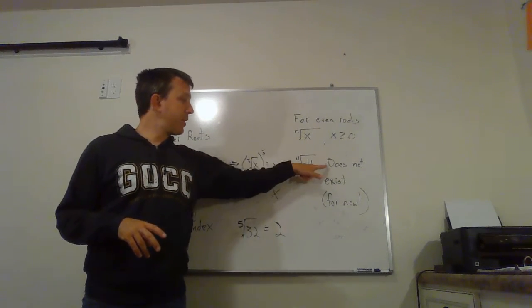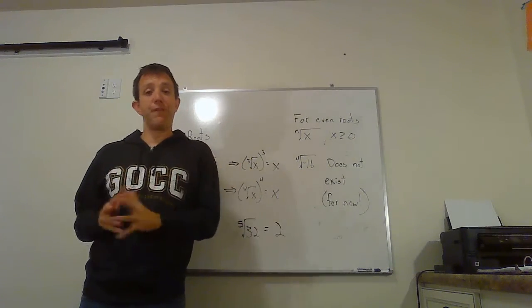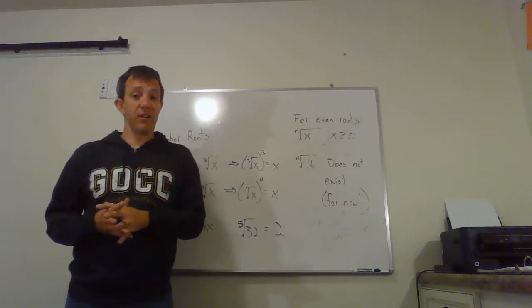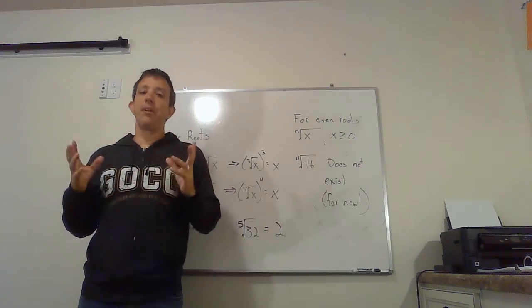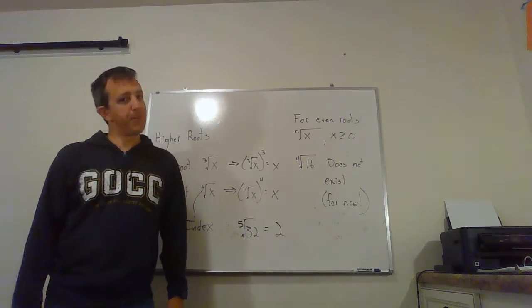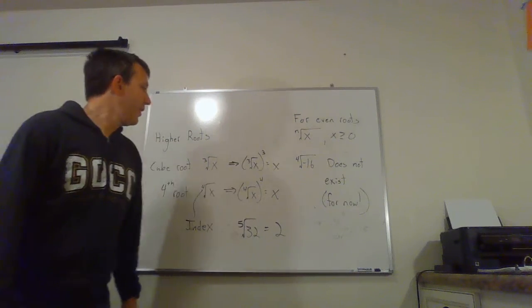So for now, this does not exist. And note, I did put for now. We will see later on. We'll go explore the weird thing called imaginary and complex numbers, but not right now. So for right now, we're going to say that those don't exist, but they will later. So hang on to that.